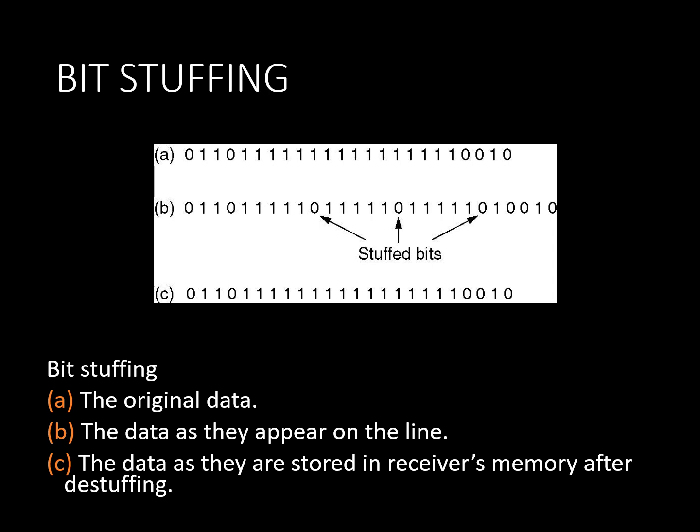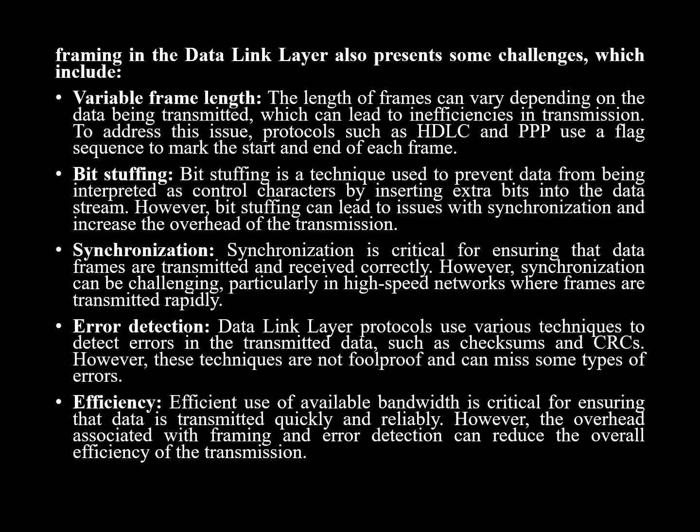In bit stuffing, there is the original data, then the data as it appears on the line, and then the data as it is stored in receiver memory after destuffing. This is the concept we use in bit stuffing. Each frame begins and ends with a special bit pattern, that is called the flag byte. When 5 consecutive ones are encountered in the data, it automatically stuffs a 0 bit into the outgoing bit stream. This is called bit stuffing.